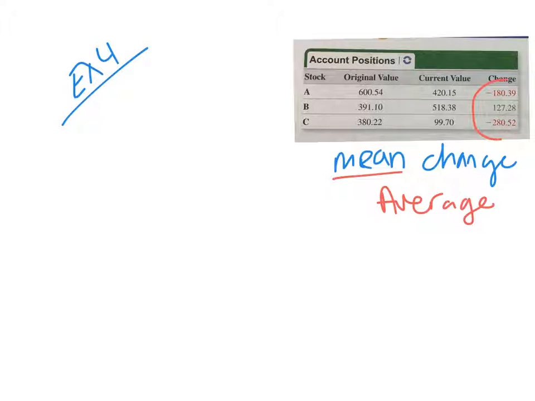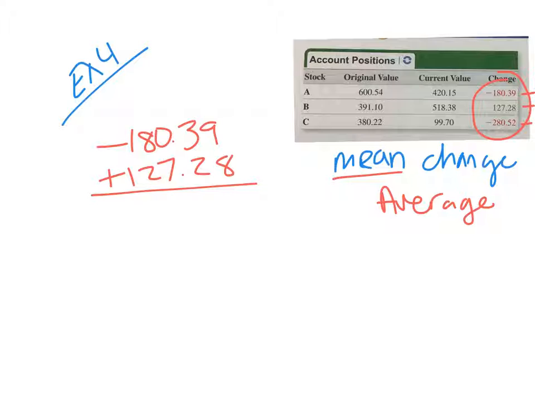Yeah. So you see the change is here, right? So we need to add all 3 of those and then do what? Divide by how many? 3. How many there are? 1, 2, 3, exactly. So let's add them. We would say negative 180.39 plus 127.28 and then plus a negative 280. So I don't think we can do all these together. You can on a calculator. But here we should add 2 and then add the third one.